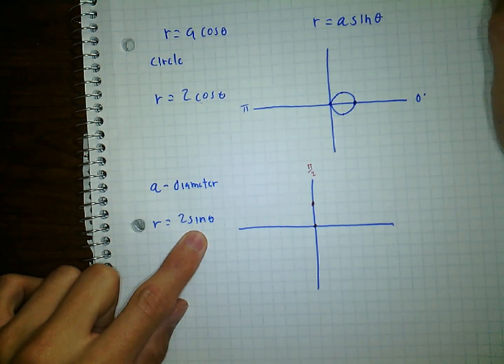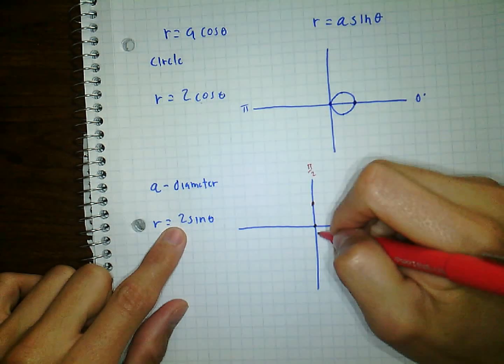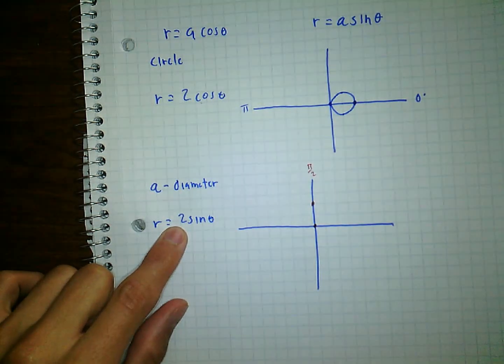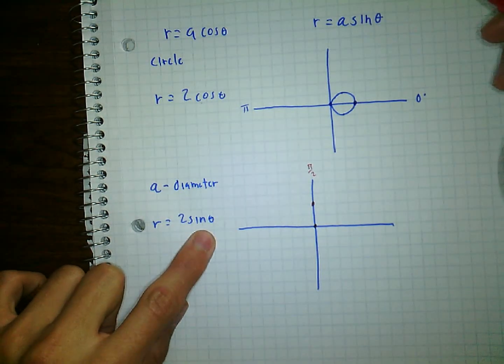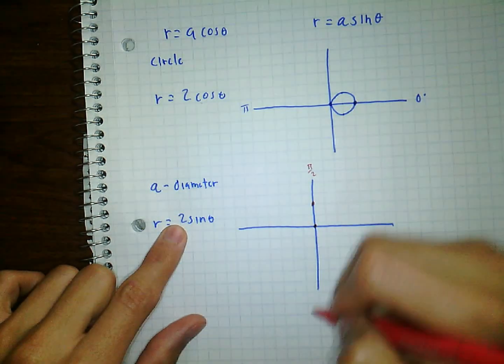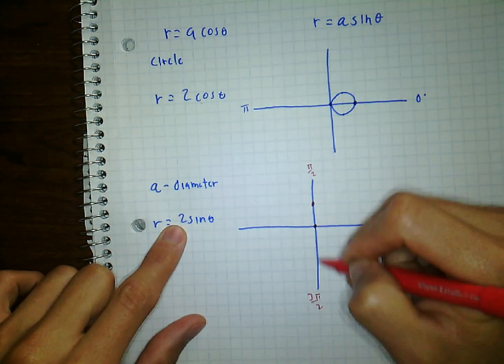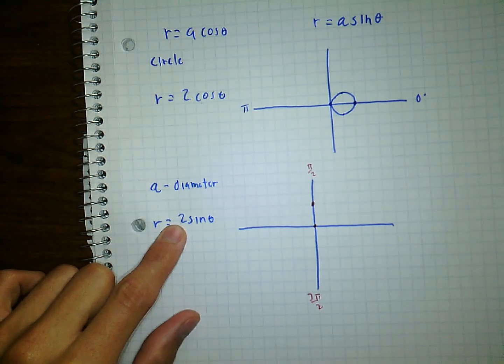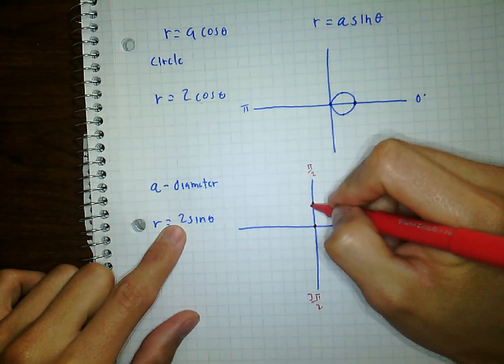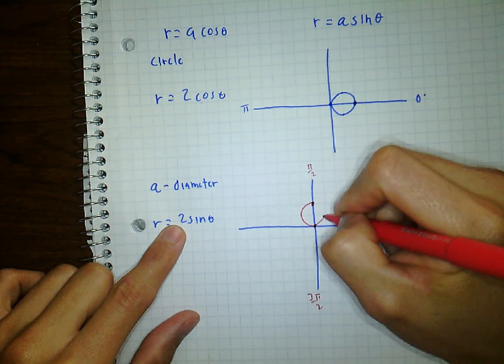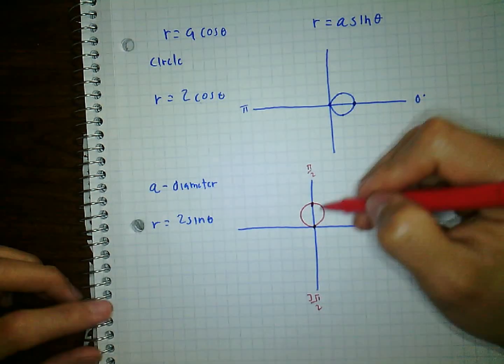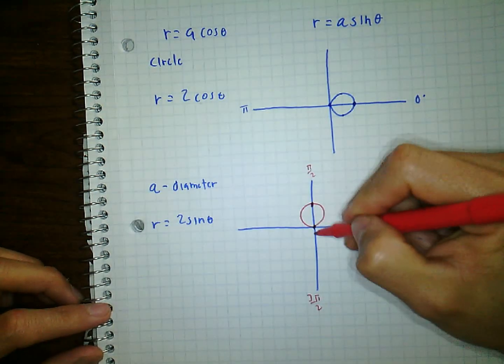If I plug in pi, the sine of pi is 0, times 2 is 0, so that brings me back here. 3 pi over 2 would be negative 1, times 2, that would be negative 2. So at 3 pi over 2, which is down here, instead of going towards it, I'm going to go away from it. I think by now you get the hang of it. We're going to have a circle up here. Now, how did I know to go just 1 unit this way? Remember, this represents the diameter.